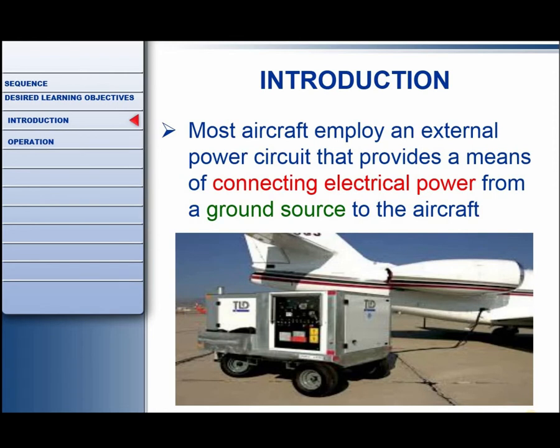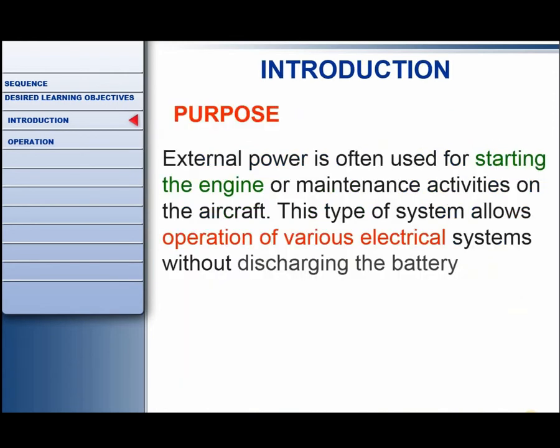Dear students, most aircraft employ an external power circuit that provides a means of connecting electrical power from a ground source to the aircraft. The purpose of this external power is to be used for starting the engine or for maintenance activities on the aircraft. This type of system allows operation of various electrical systems without discharging the battery.